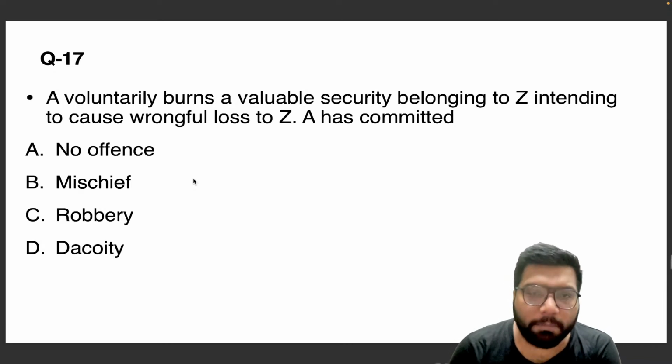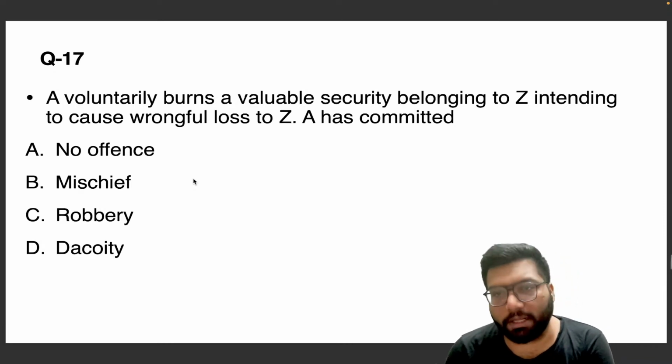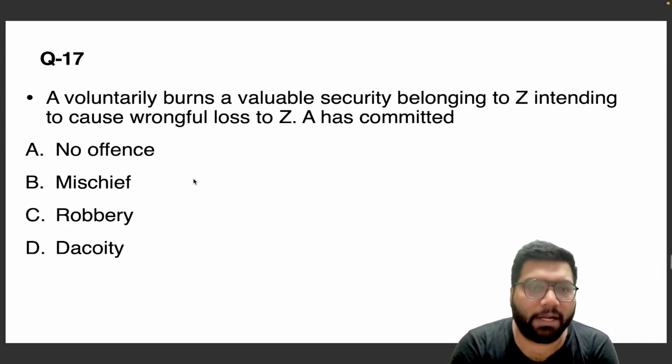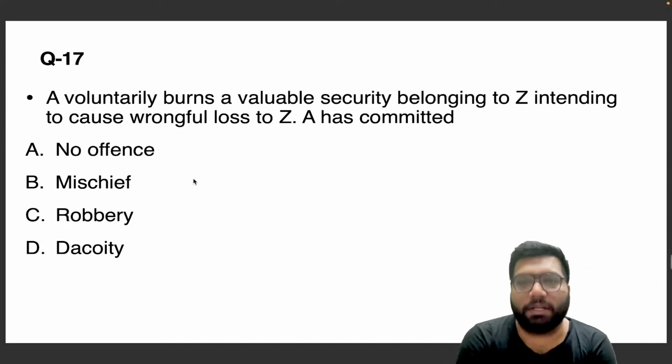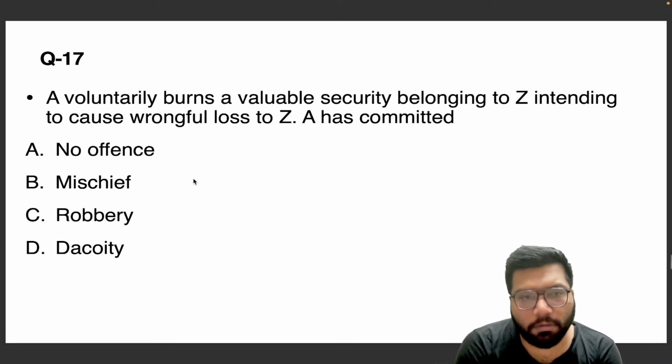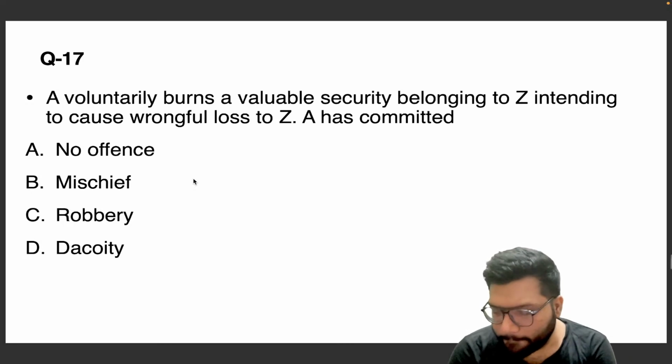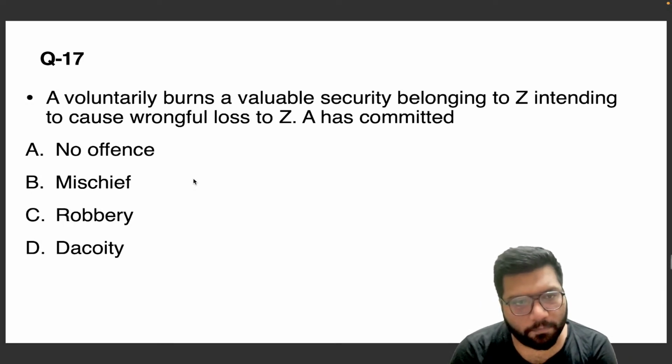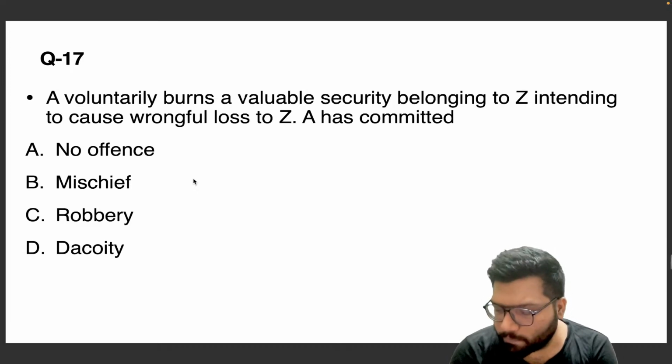A voluntarily burns a valuable security belonging to Z, intending to cause wrongful loss to Z. A has committed... Monica, first one to answer correctly, followed by Padma and Mohit. And everyone's answer, I think, is correct.